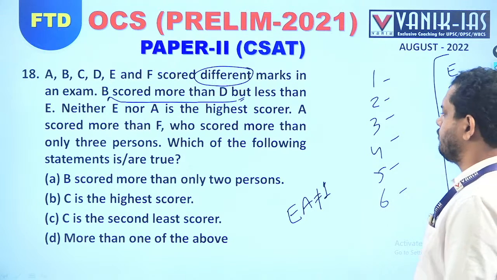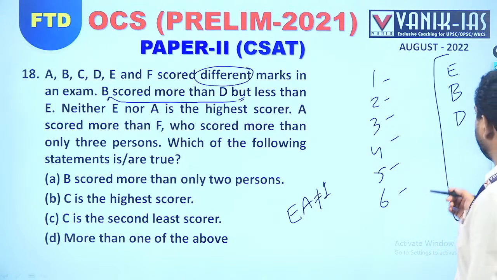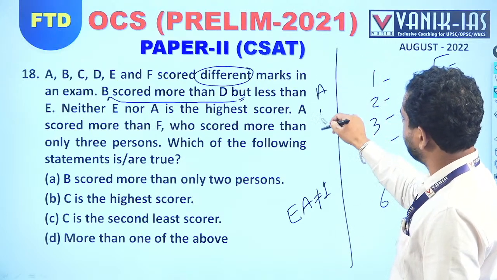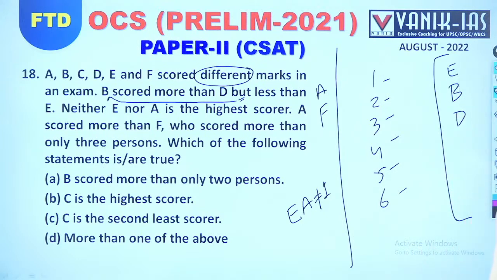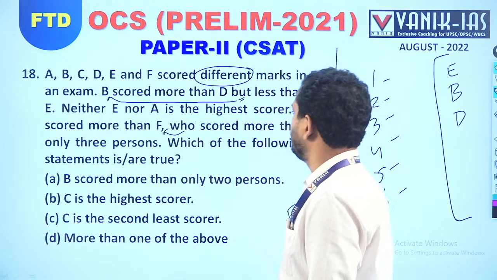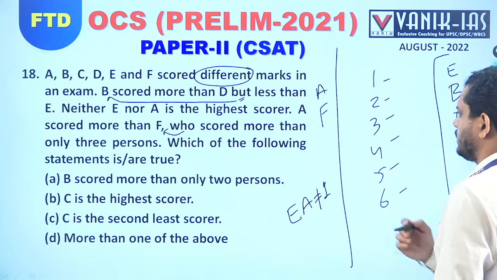A scored more than F. A is more than F. No problem. F, who has written means F. F scored more than only 3 persons.